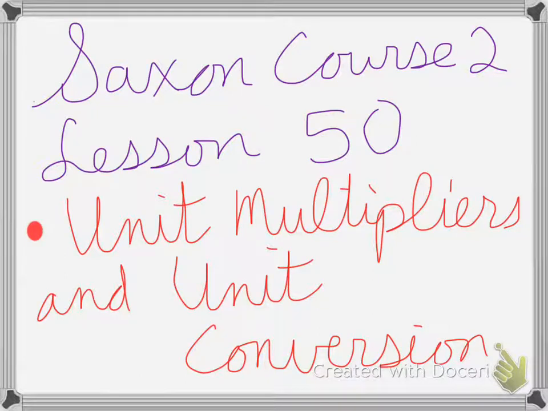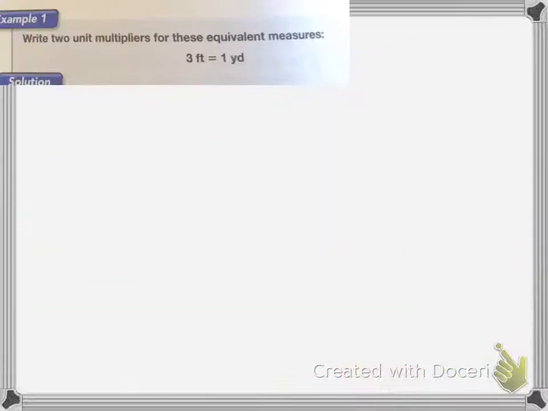Saxon Course 2, Lesson 50 is on unit multipliers and unit conversion. It wants me to write 2 unit multipliers for these equivalent measures: 3 feet equals 1 yard. So remember, a unit multiplier is a fraction that is equal to 1 but with different labels. So 3 feet equals 1 yard.